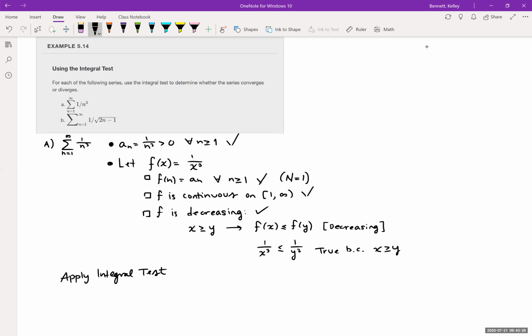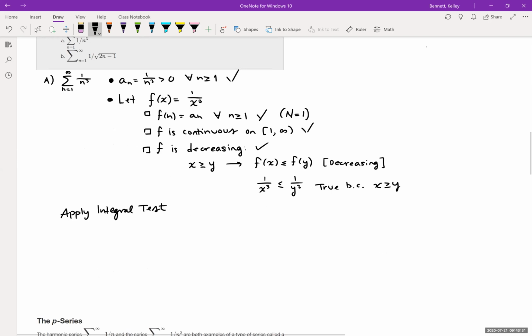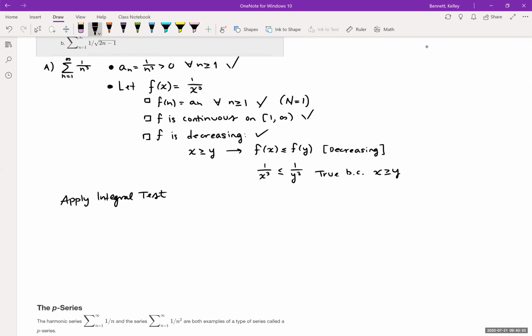So remember, we had to know what that capital N was. That was important because what we want to do is take the integral from capital N to infinity. So it was 1. Our function is 1 over x cubed. And so to integrate that, I'm just going to get negative 1 over 2x squared. And I'm evaluating that from 1 to infinity. So this is an improper integral, and we know how to deal with these.